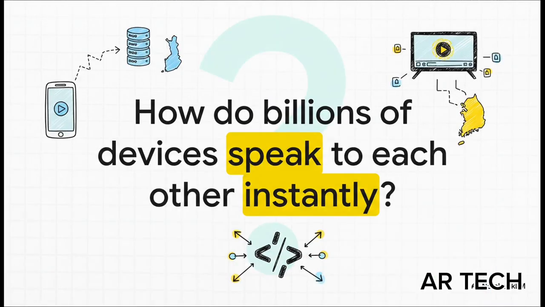I mean, really think about that for a second. Your phone, made by one company, a massive server sitting in a cold data center halfway across the globe, made by another. Your smart TV at home, from a third. They have nothing in common. But when you hit play on a movie, they all sync up in a blink of an eye. So how? How on earth do they all speak the same language?